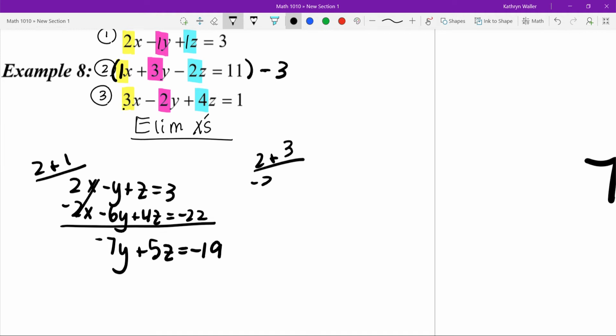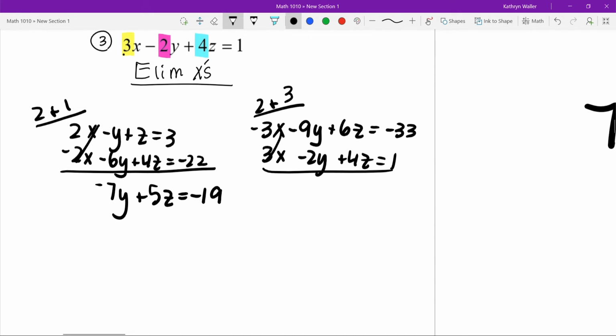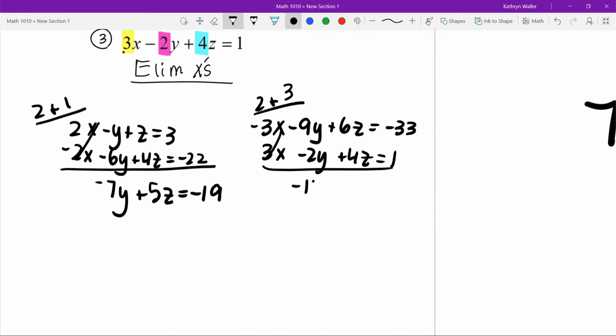Distribute, and you get -3x minus 9y plus 6z equals -33. Write equation 3 down. 3x minus 2y plus 4z equals 1. Add them together. X's go away again. That's what I needed. So now I have a -11y plus 10z equals -32. Okay, put your pencil down.